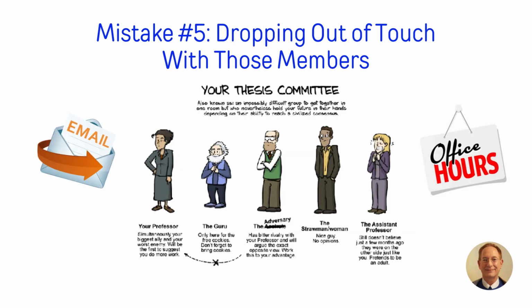Mistake number 5, dropping out of touch with committee members. The longer you're out of touch with a particular committee member, the more awkward and difficult it usually feels to resume contact. For this reason, it's important that communication with your committee members be regular, if only to check in with them politely by email or inform them of your progress. Occasional use of office hours can also be a good way to keep in touch and maintain a personal connection.